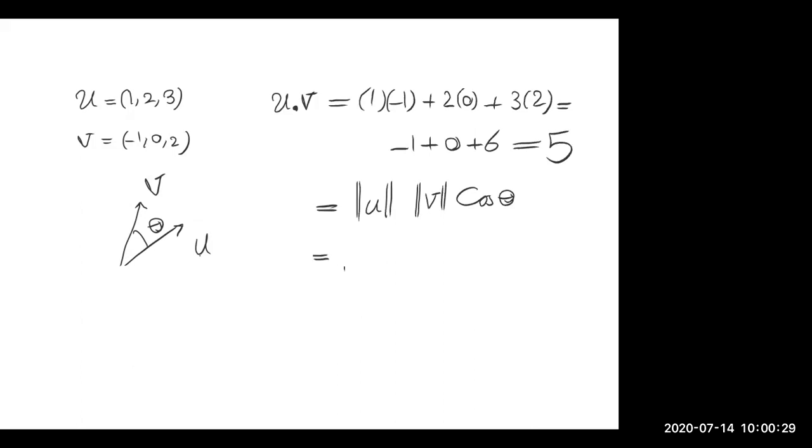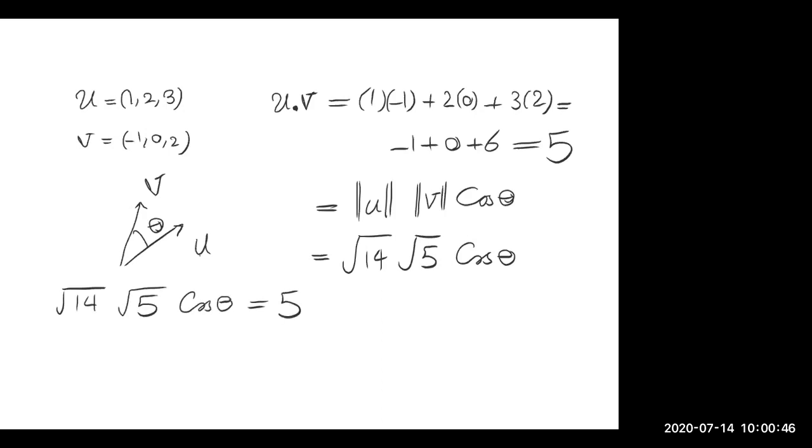But what is the length of u? The length of u is, well, we computed that. I think it was square root of 14. The length of v was square root of 5 times cosine of theta. These 2 answers should agree, which means the square root of 14 times the square root of 5 times cosine of theta should be equal to 5. It means cosine of theta should be 5 over square root of 5 over square root of 14. Okay, we should use the calculator to see what this is.